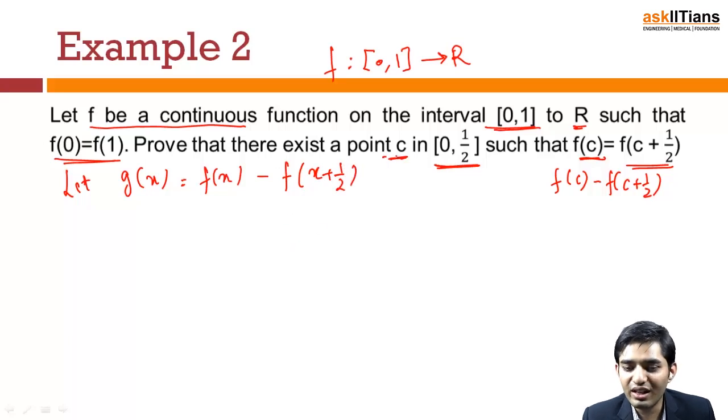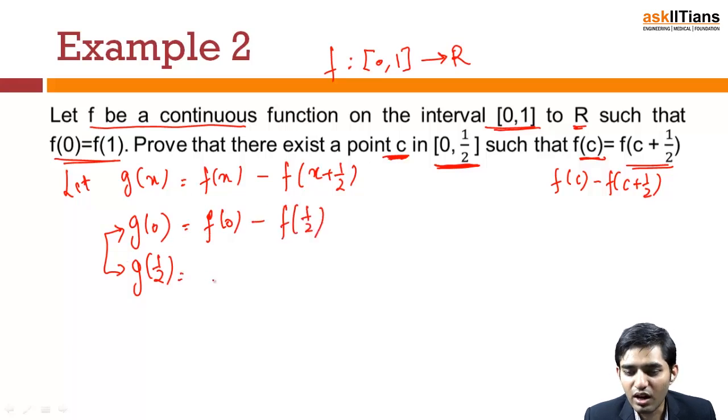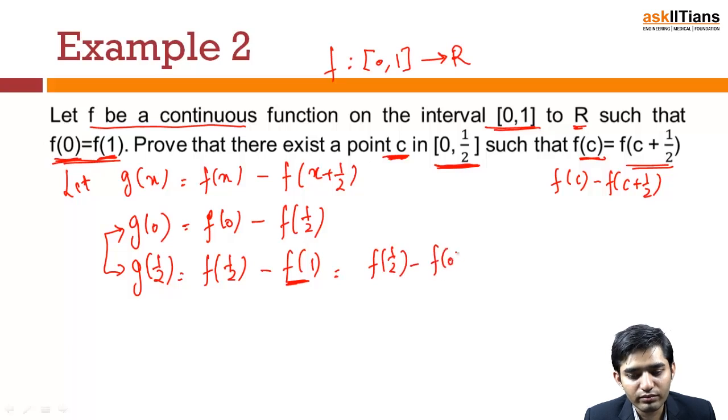Now we have to prove that there exists some point c between 0 and half. So I will find the value of g(0) and g(half), not g(1), because I have to find a point between these two. So g(0) will be f(0) minus f(half), and g(half) will be f(1/2) minus f(1). Now in the question it is given that f(1) is equal to f(0). So instead of this I can write f(0).